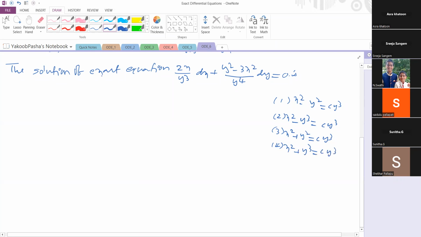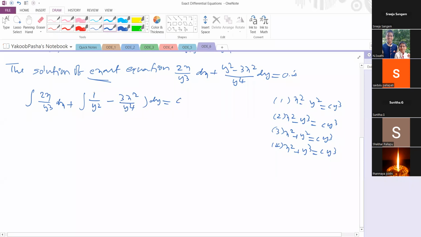Now already we are given it is an exact equation. Whenever it is an exact equation, we can directly integrate the given differential equation: integral 2x by y cube into dx plus integral, here we can separate the fraction, first term is 1 by y power 2 minus second term is 3x square by y power 4, into dy is equal to c. Now the condition: in the first, y constant; in the second, only y terms.